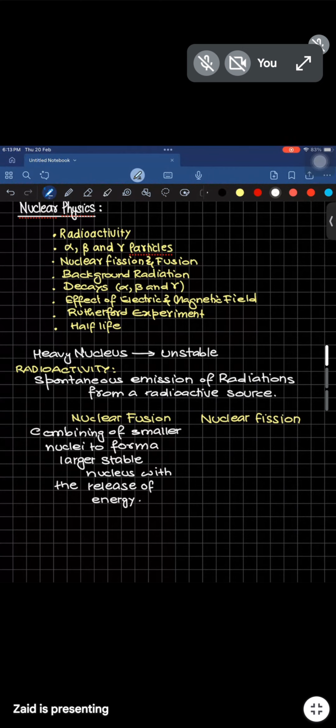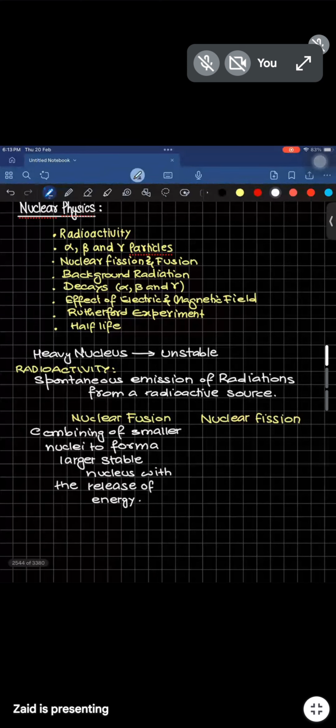Okay, so my dear students, you might be asked to write down a 3-mark question for nuclear fusion. So in nuclear fusion, what's happening? Atoms are going to combine together, and smaller unstable nuclei are going to join to form a larger stable nucleus with the release of energy. This is nuclear fusion.